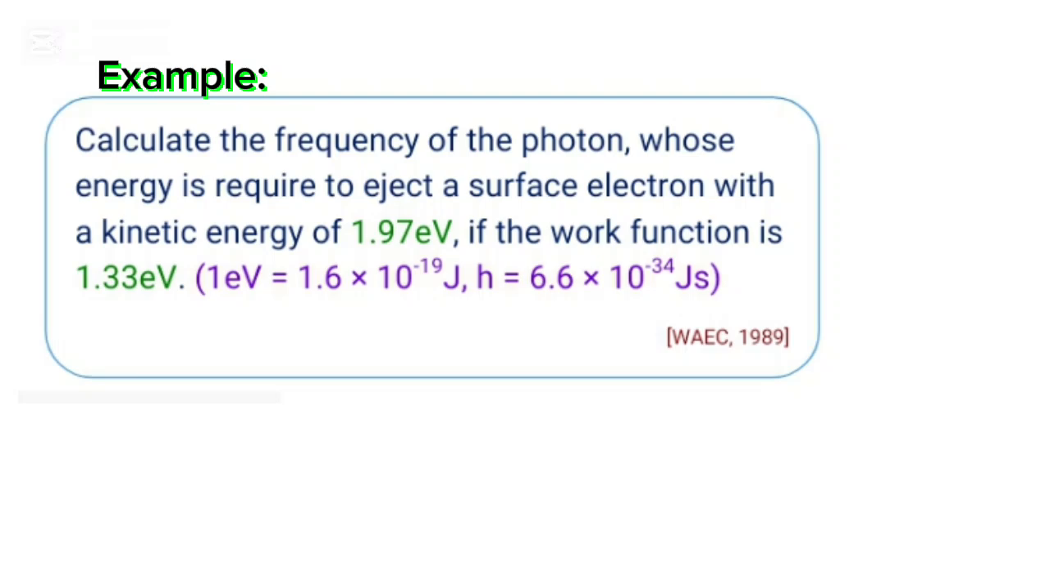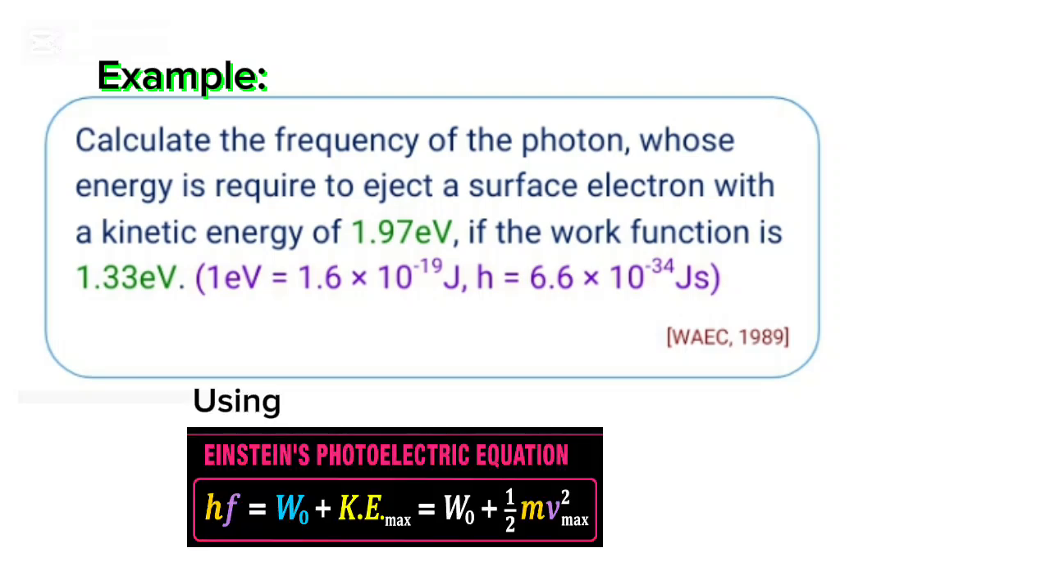Example: calculate the frequency of the photon whose energy is required to eject a surface electron with a kinetic energy of 1.97 electron volt if the work function is 1.33 electron volt. 1 electron volt equals 1.6 times 10 to the power of minus 19 joules. h, Planck constant, equals 6.6 times 10 to the power of minus 34 joule seconds.